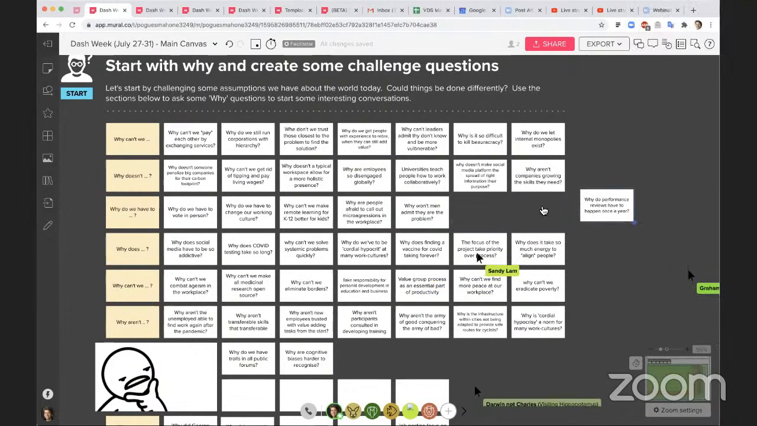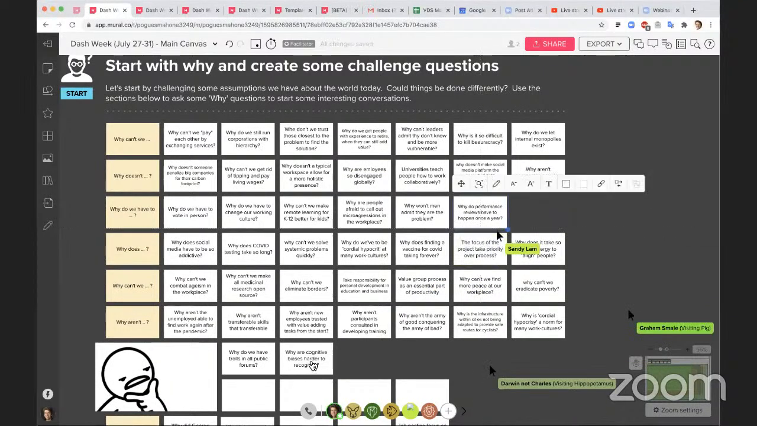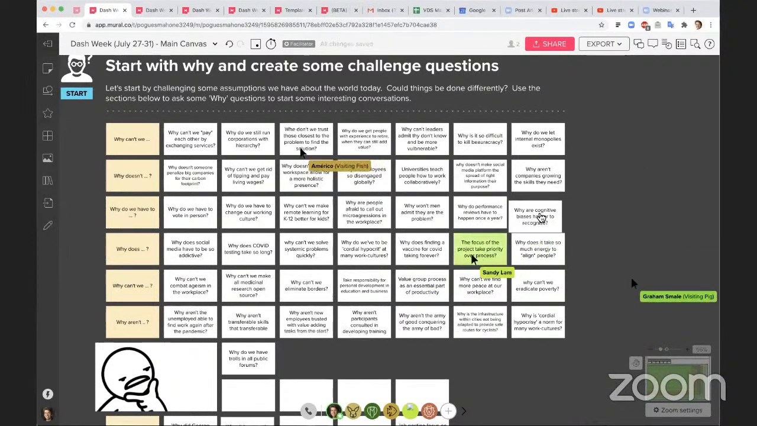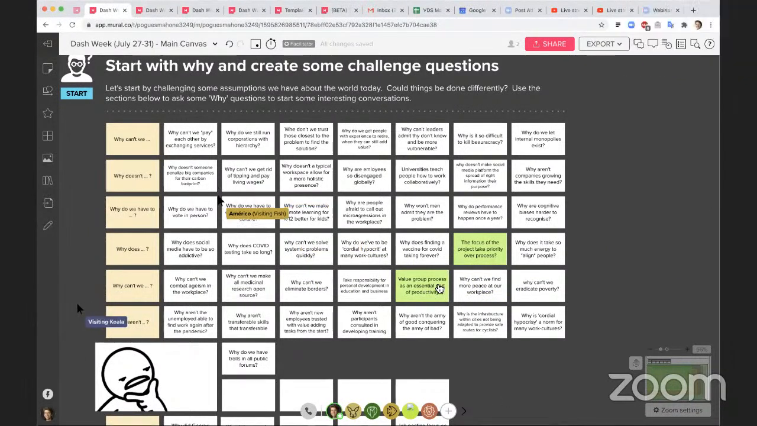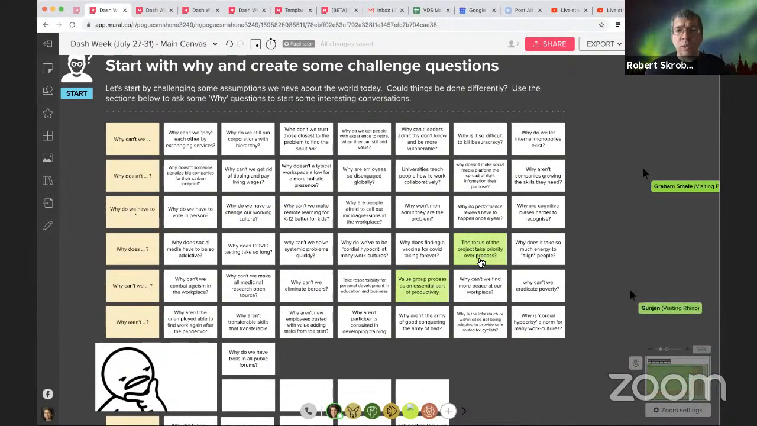More of a general one. So for example, this one I'm changing to the color corresponding to the why does, right? Or is it something else? I'm not sure, I didn't start with why. Who wrote the focus of the project take priority over process? Same as this one here. There are a few more at the bottom. So, who wrote the focus of the project take priority over process?